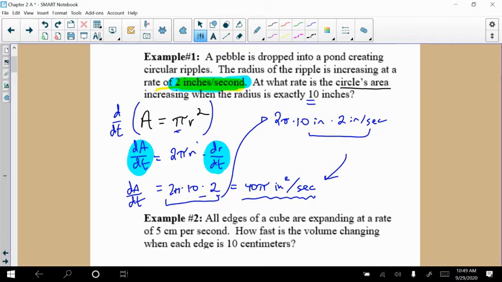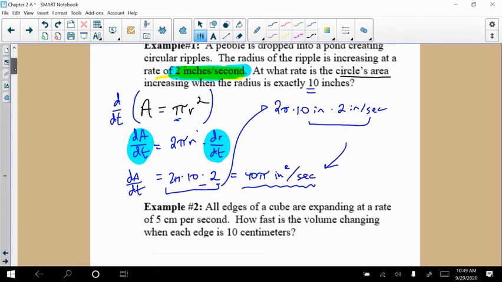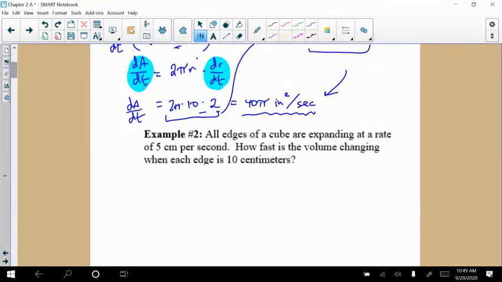Okay, so you won't always be given, and most times you won't be given, that equation that you have to take the derivative of. So you have to kind of read the context of the problem. So let's do another one here, just in this video. Let's see. It says all edges of a cube are expanding at a rate of 5 centimeters per second. How fast is the volume changing when each edge is 10 centimeters?